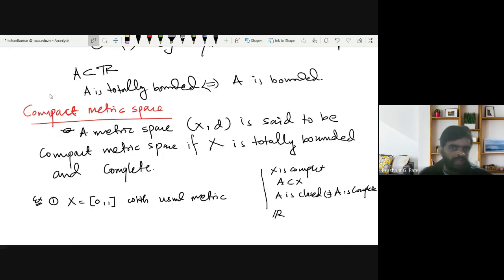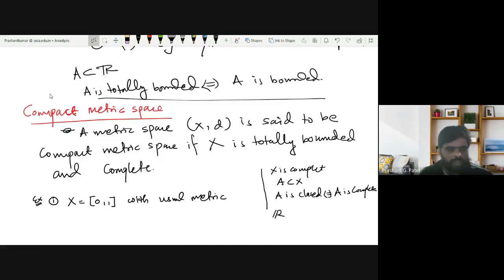And why is it totally bounded? Because it is bounded. We have just seen that if you have any subset of the real line, then A is bounded if and only if A is totally bounded. So by that argument, this closed interval [0, 1] is totally bounded as well as complete. So that's why it is compact.